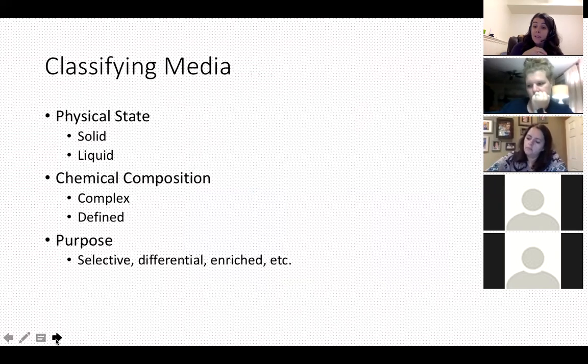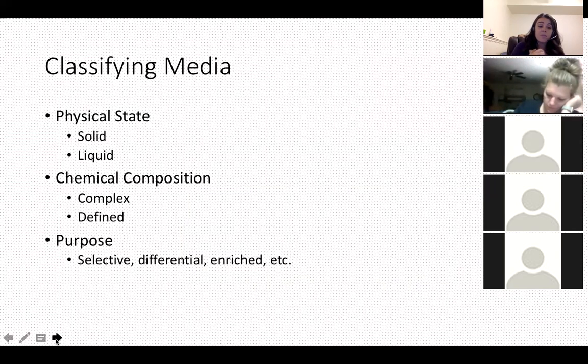So we're going to be classifying media this week, and this is something that is sometimes difficult for students. When we're talking about media, we're just talking about bacteria, right? Because for viruses, we have to provide cells. We can either grow the bacteria in media that is in a solid state or a liquid state. And then we talk about the chemical composition of it. There are two categories here that we'll talk about. One is complex, one is defined, and then there are some other things that we can tweak and change to tell us different things about the microbes.